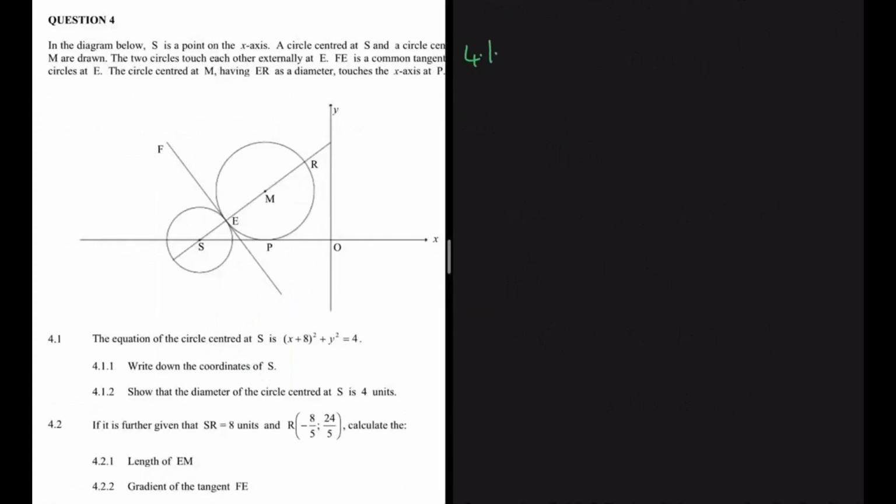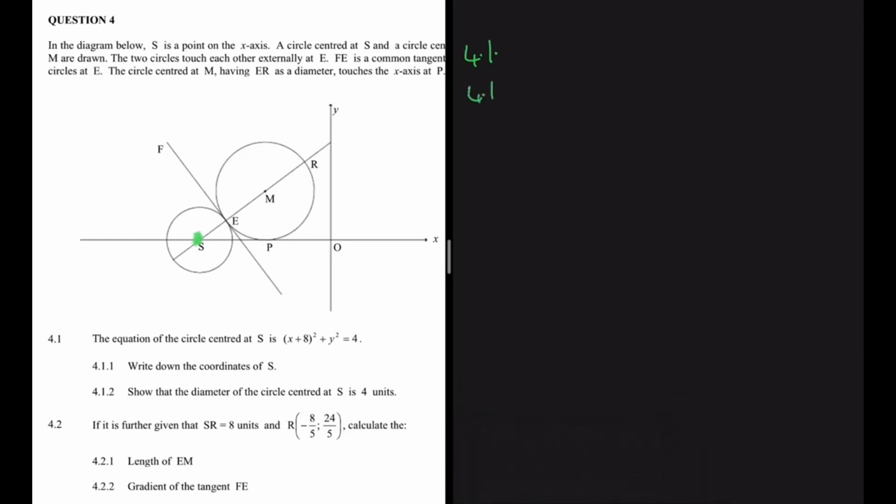4.1 says the equation of the circle centered at S, yes, S on the diagram, is (x + 8) squared plus y squared is equal to 4. 4.1.1: write down the coordinates of S, right?